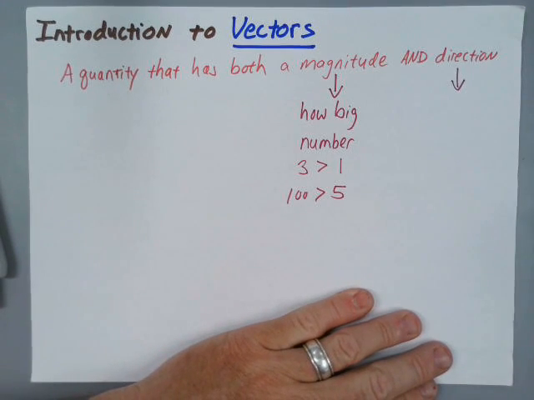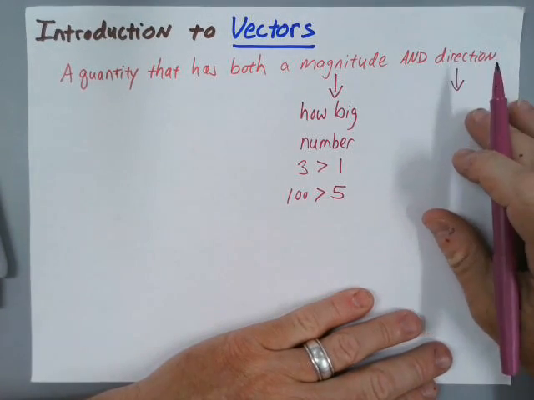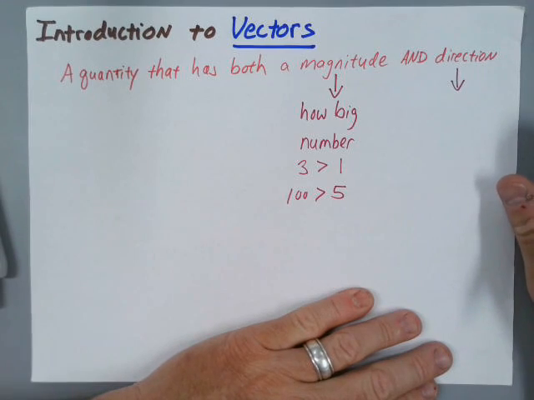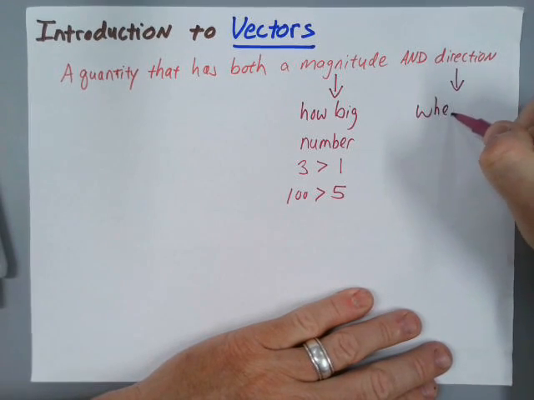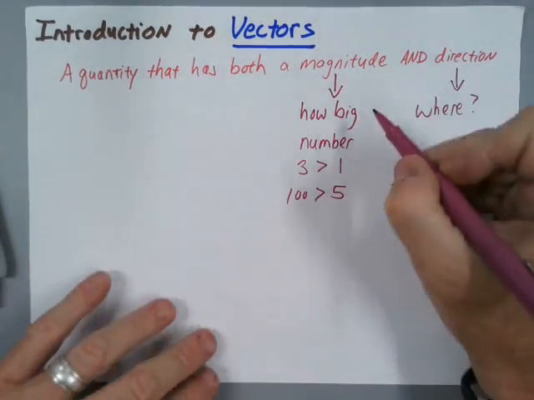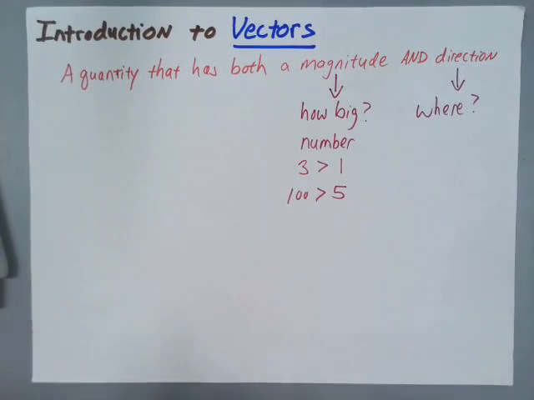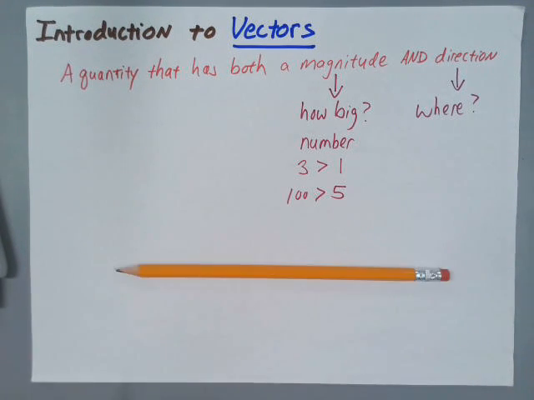However, a vector also has a direction. It's not just a number. It's a number that is going some particular way. That's the where part to this. So we've got the magnitude that describes how big this quantity is, and we have the direction that's the where part to this. Let's look at another quantity.